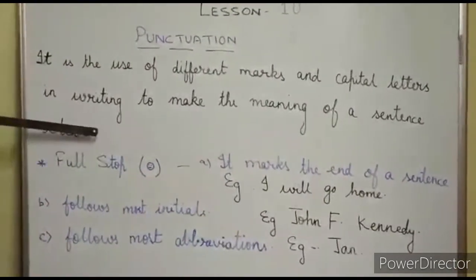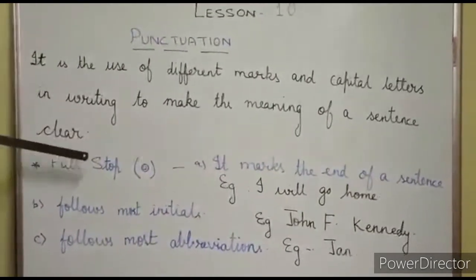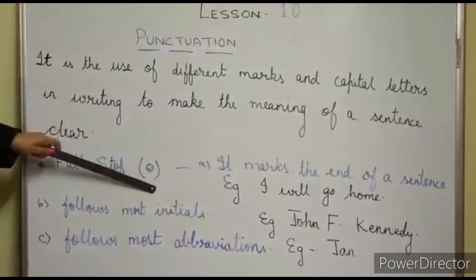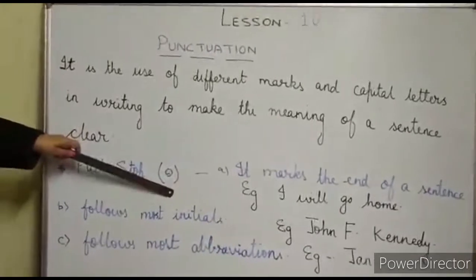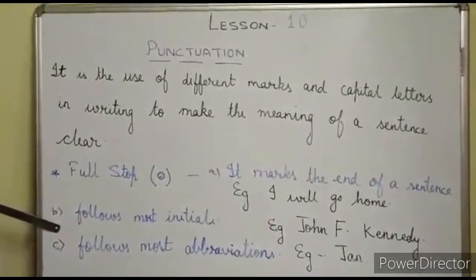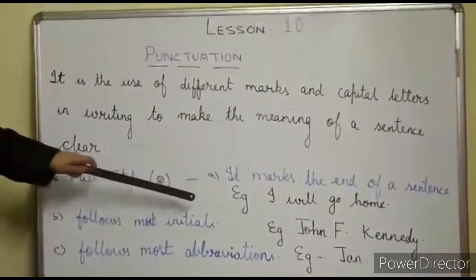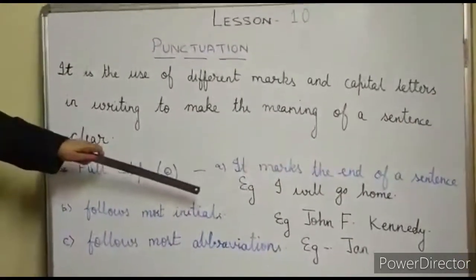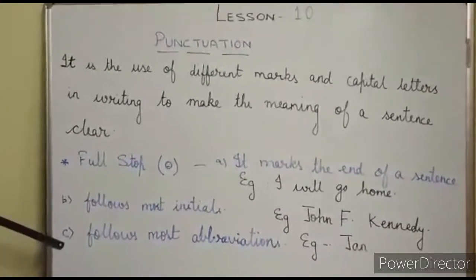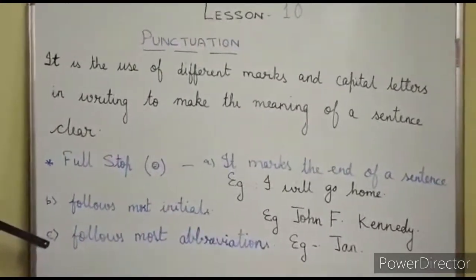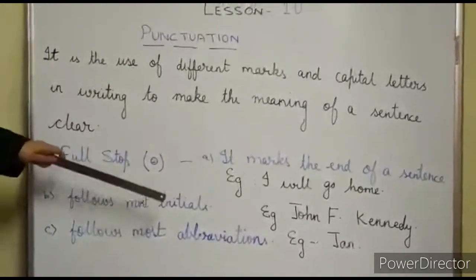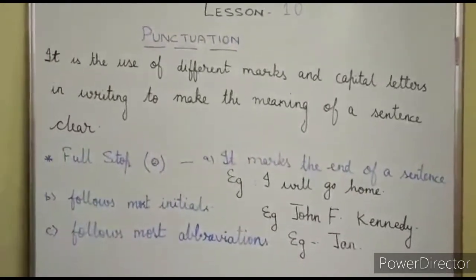Now, there are three places where we are using full stop. The first one, it marks the end of a sentence. For example, I will go home. Number B, it follows most initials. Example, after F, that is John F. Kennedy. And number 3, it follows most of the time in short forms, that is abbreviations. For example, Jan, and after Jan there is a dot.